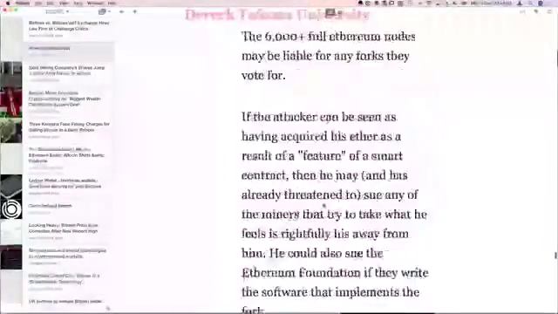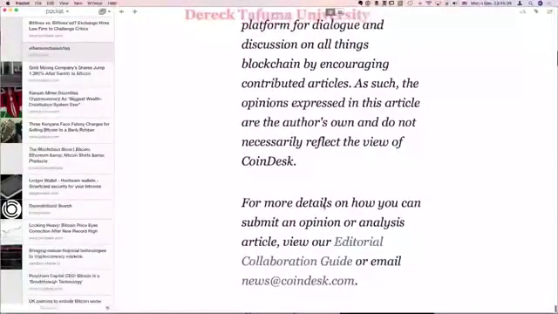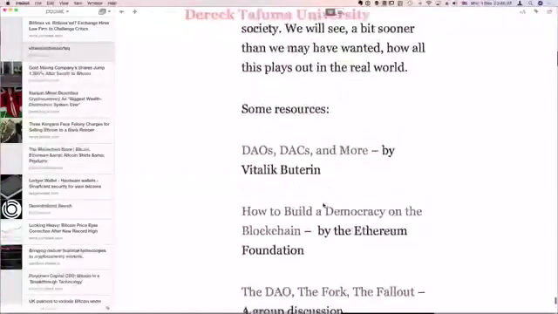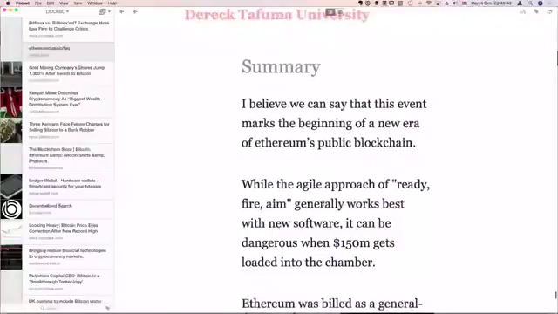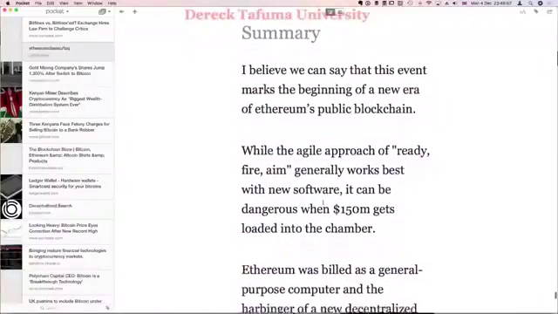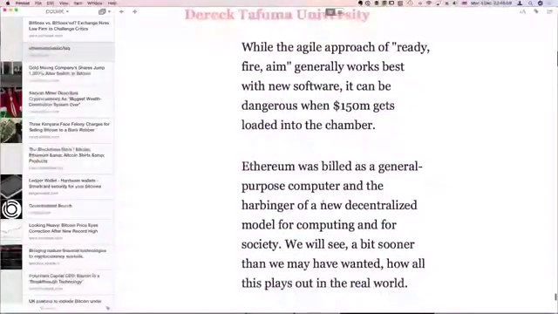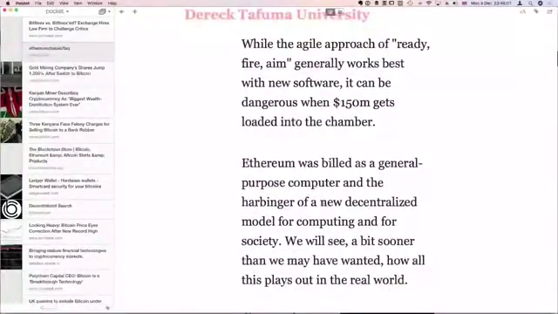I'm going to dedicate a whole, let's see the summary. I believe we can say that this event marks the beginning of a new era of Ethereum's public blockchain. While the agile approach of ready, fire, aim generally works best with new software, it can be dangerous when 150 million gets loaded into the chamber. Ethereum was built as a general-purpose computer and the harbinger of a new decentralized model for computing and for society.